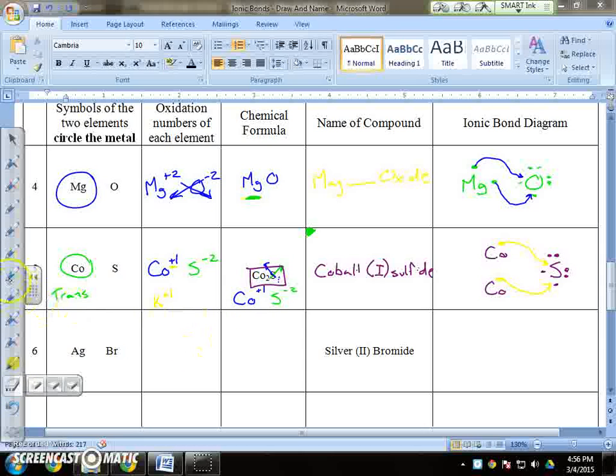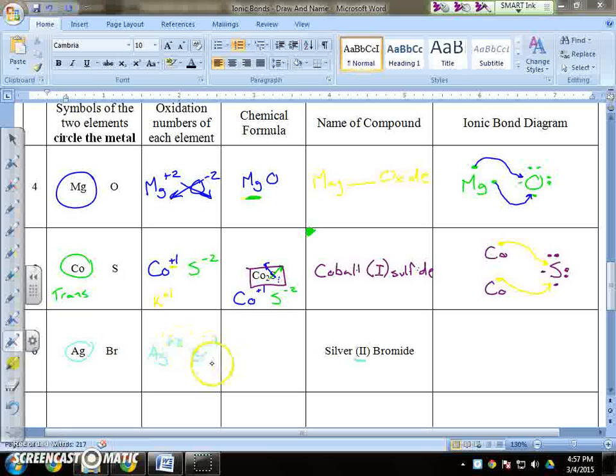Again, we work our way to the next one, and we are going to start off with silver and bromide. That tells us right here, because we've been given the name of the compound, silver 2 bromide. So I know right away that silver happens to have an oxidation number of 2, because that's what the Roman numeral is telling me. So I've got Ag plus 2, and I know bromide is automatically going to be Br minus 1. I know that silver was listed first, so it happens to be the metal, and that's because it's also found on the left side of the periodic table.